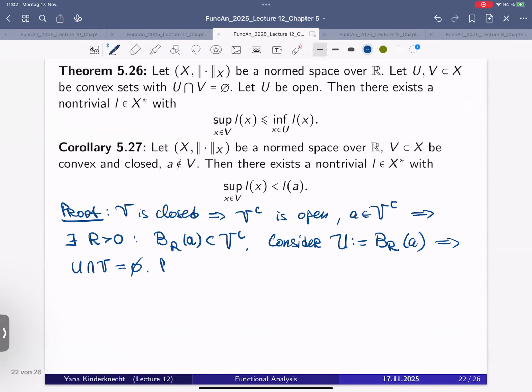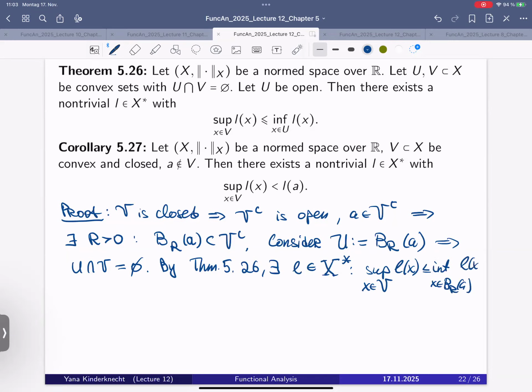By theorem 5.26, there exists a continuous linear functional L on X, such that the supremum of L of x over V is smaller or equal than the infimum of L of x.